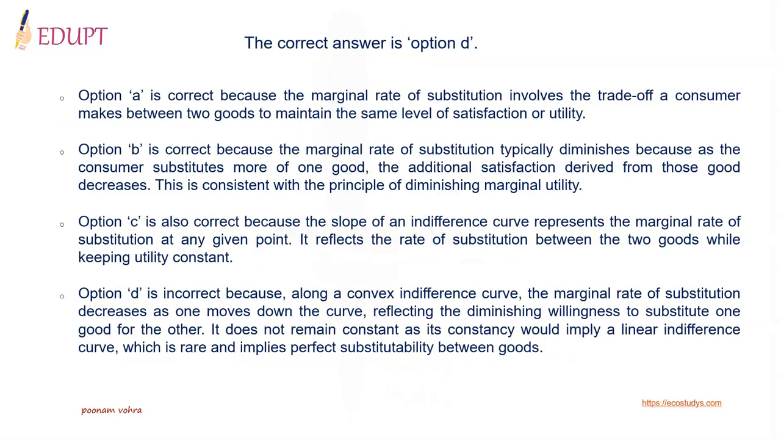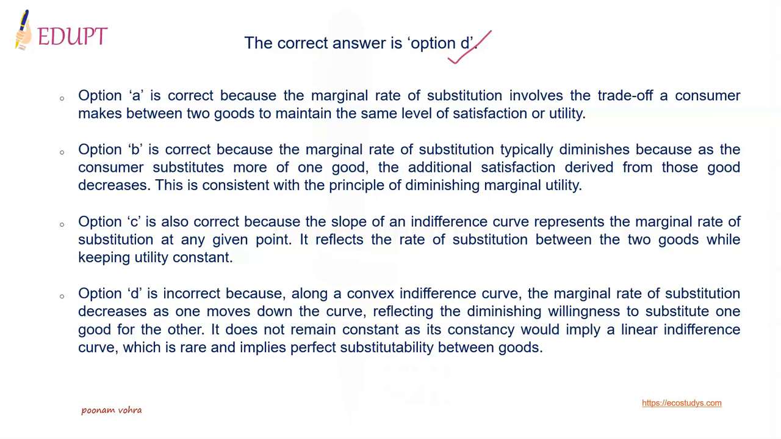The correct answer is option D. That is, option D is the only incorrect statement out of the 4 statements given. You need to understand why the other statements are correct and why this is incorrect. In your exam, you need to mention the correct option and it is always better to give justification.